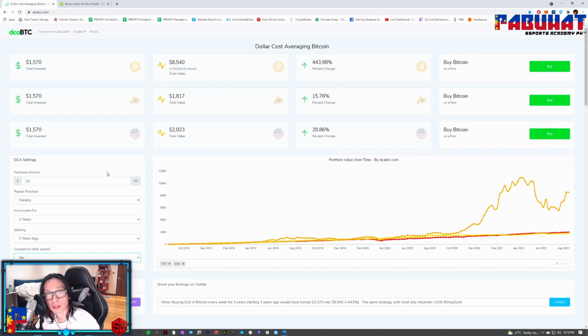So the principle of dollar cost averaging is maglalagay ka ng certain amount for every period. So, ang pagkaiba ng dollar cost averaging sa isang lump sum is hindi natin kasi sigurado kung okay yung price natin today. Hindi natin sure kung ito ba talaga ang best price. So, the longer you spread out your buys, the better, rather than just buying it at one single time.